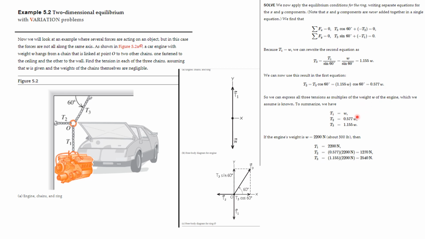So T2 is equal to T3 cosine theta, and so that's this times the cosine, which is this in terms of W. Now, if we know what W is, it's 2200, then the solutions are going to be, we plug this in, and we find that T1 is 2200 newtons, T2 is, we're putting the same value in for W, and T3 is the same value for W, and so we solve for all three of those.